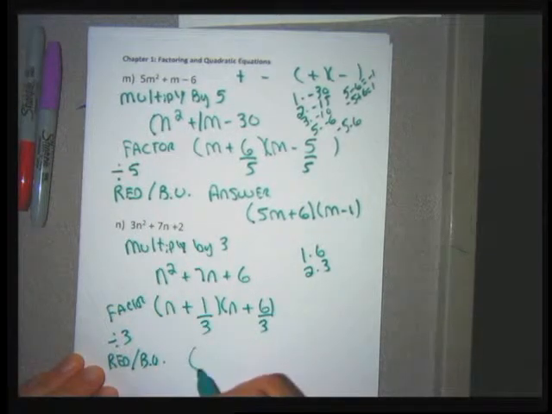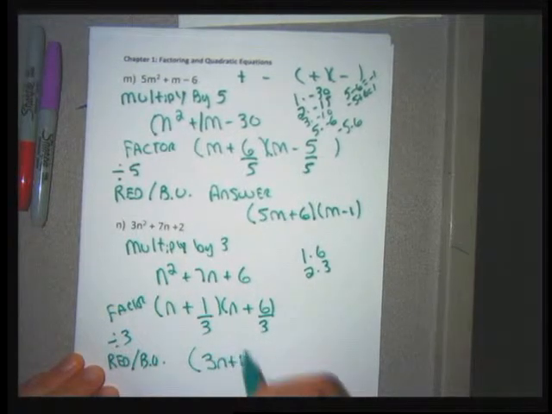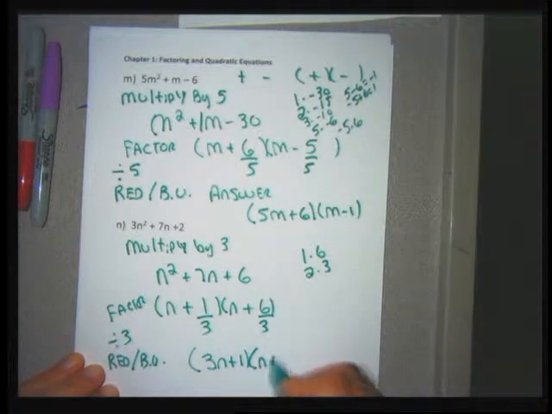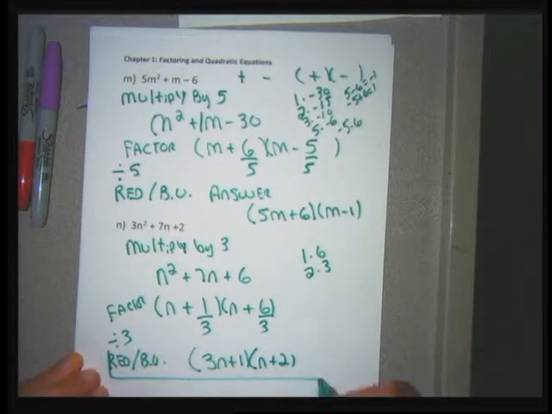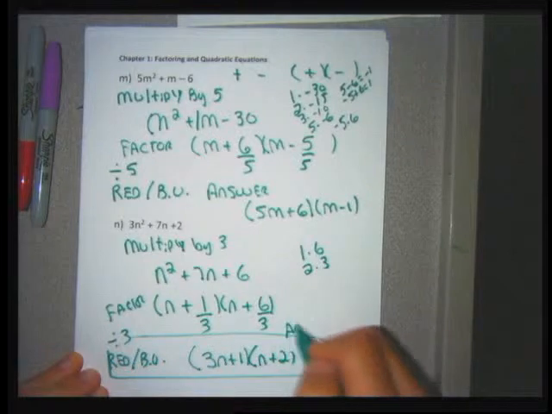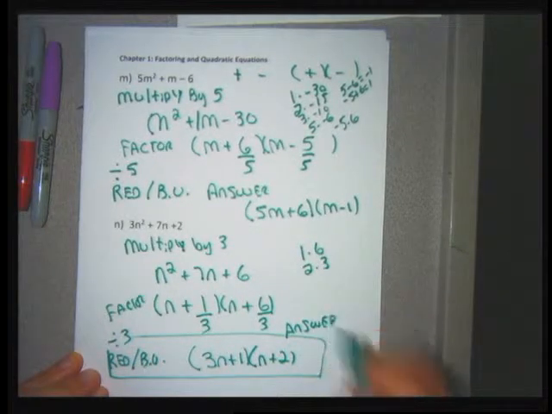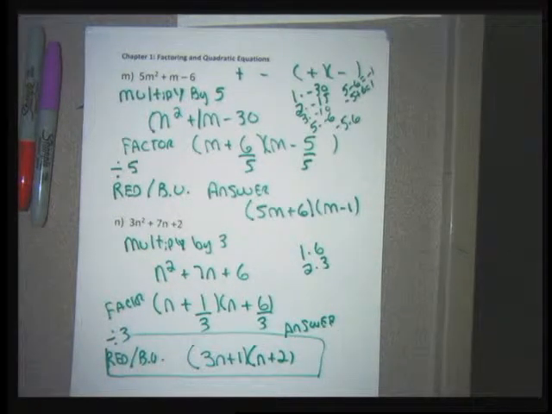The first fraction I bottoms up and get 3n plus 1. Second fraction I reduce and get n plus 2. So my answer to n would be 3n plus 1 times n plus 2. And I'm confident that's correct.